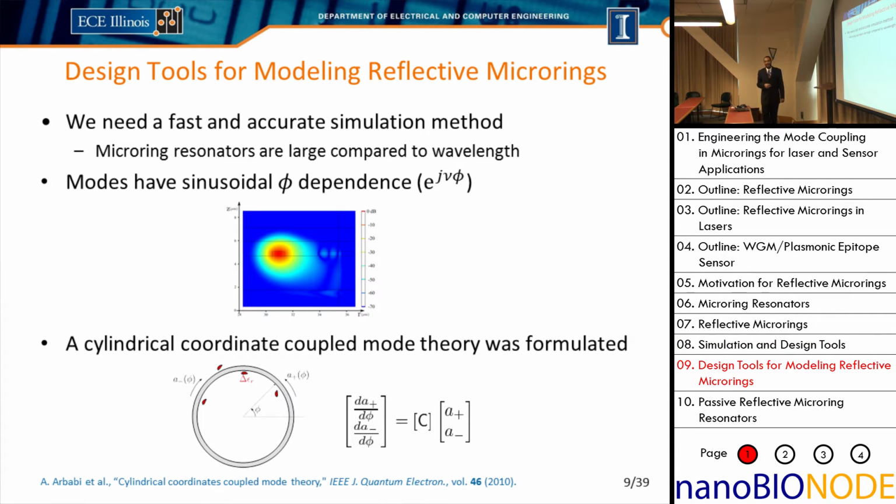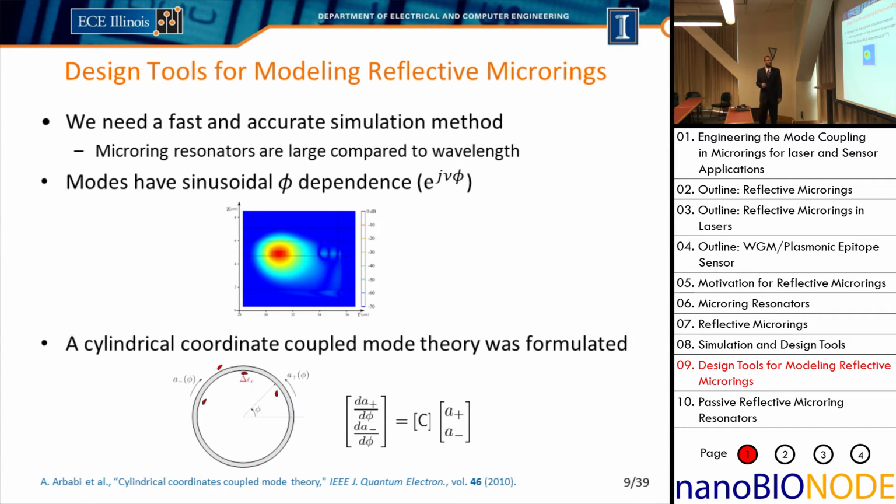So in order to design a general microring reflector, we want fast and accurate simulations. The challenge with simulating a microring resonator is that the dimensions are very large compared to the wavelength, and since it's a three-dimensional structure, you need a lot of memory and a lot of computational power to be able to accurately simulate it with a brute force method. So one of the quickest things that you can do is notice that the modes have an azimuthal dependence of the form e^(jνφ). So taking off this azimuthal dependence allows you to reduce the problem from a three-dimensional problem into a two-dimensional problem.